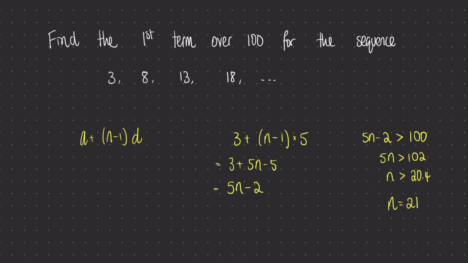If we haven't solved linear inequalities, you can use trial and error, placing in values of n until you find the first value of n that gives you a number greater than 100.